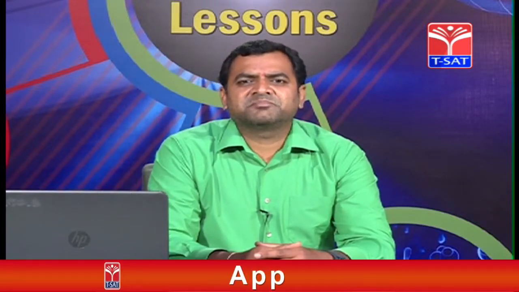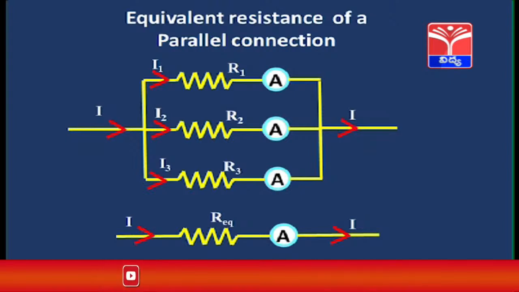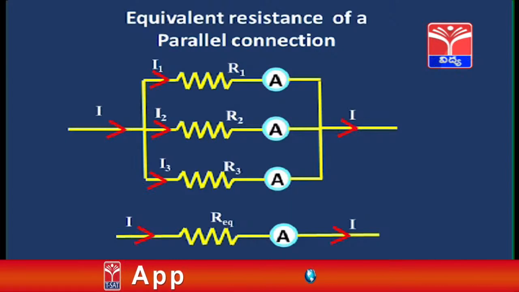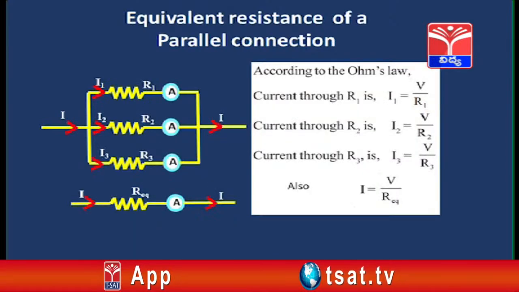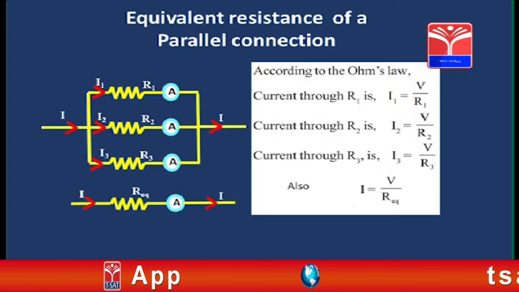Let us study the parallel combination of resistors. Here are 3 resistors which are connected in parallel, and we can see that the current which enters the combination will get separated into 3, that is I1, I2 and I3. I1 passes through R1, I2 passes through R2, I3 passes through R3. Applying Ohm's law, we get I1 is equal to V by R1, I2 is equal to V by R2, I3 is equal to V by R3. Here the potential difference across each resistance is the same.